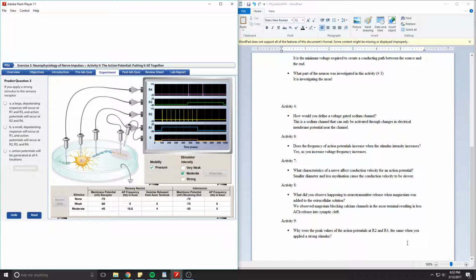Okay. Sorry, it just clicked to me that action potentials only occur here, and then depolarization occurs at the cell body. That probably should have clicked a lot sooner for me, but that's why the graphs look so different. And then this is starting to make sense. B, a small depolarization response will occur at R1 and action potentials will occur. That's not true because action potential isn't going to happen at R3. And action potential will be generated at all 4 locations. It's going to be A.